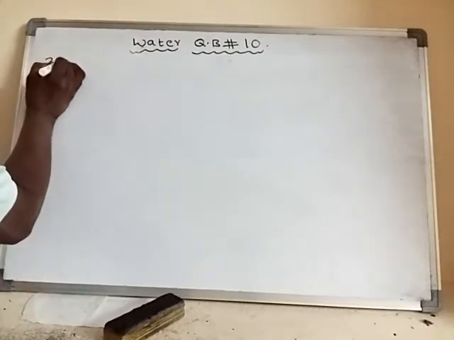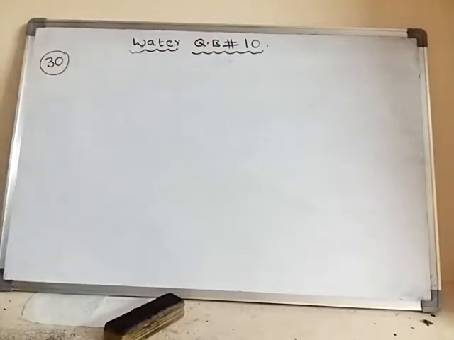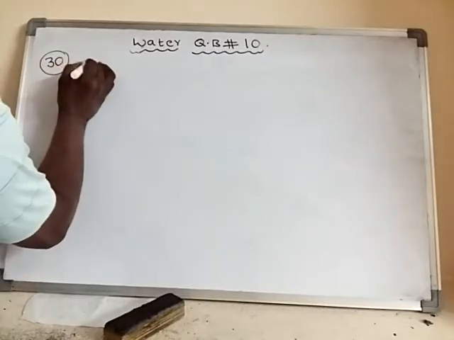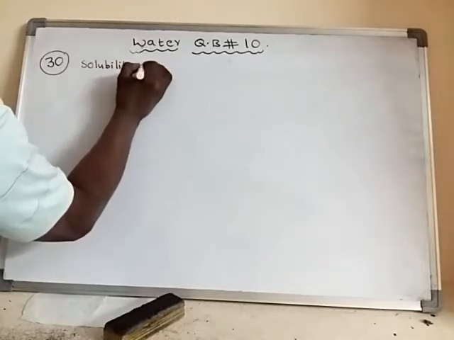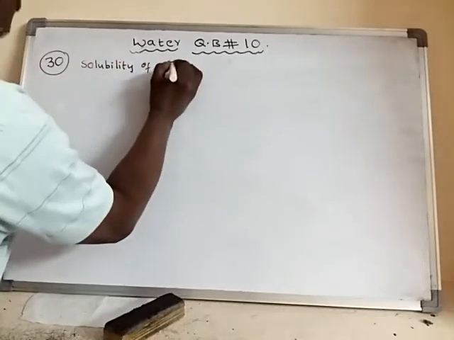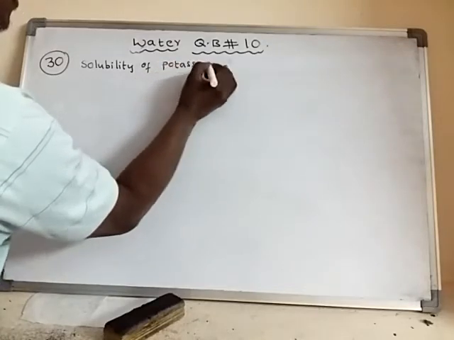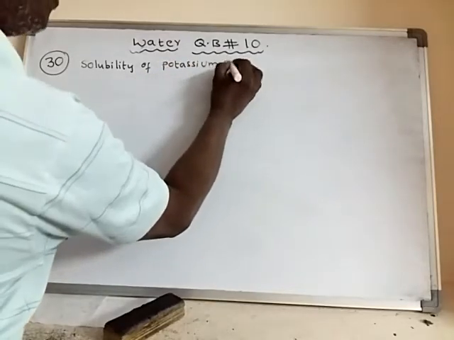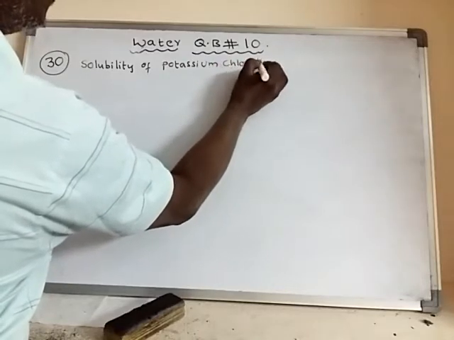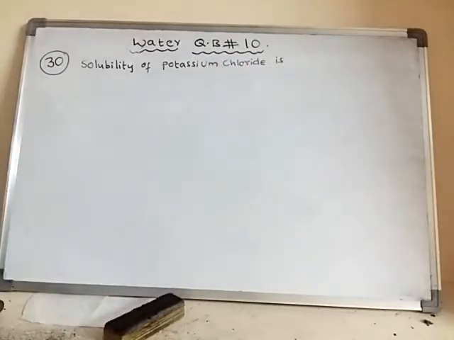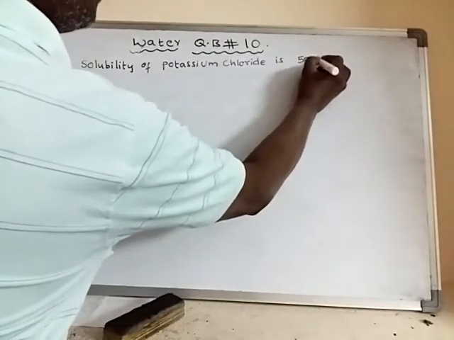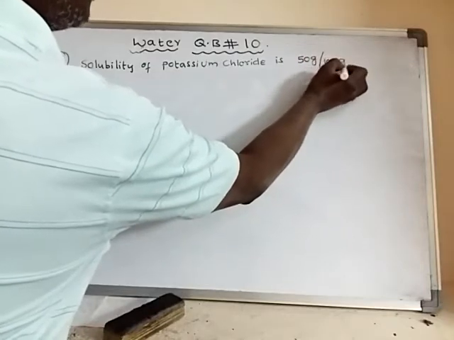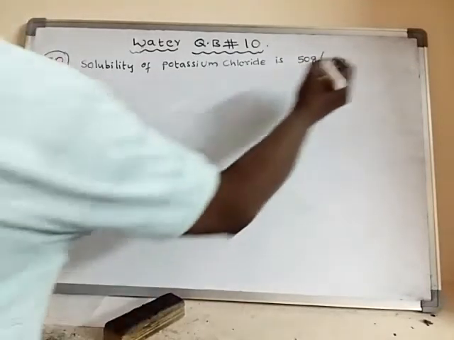So the next question is the 30th question. Solubility of potassium chloride is 50 grams per 100 grams of water.